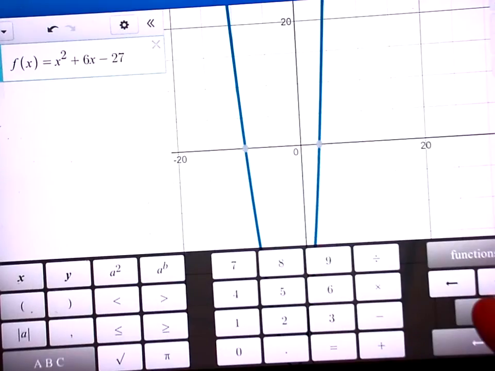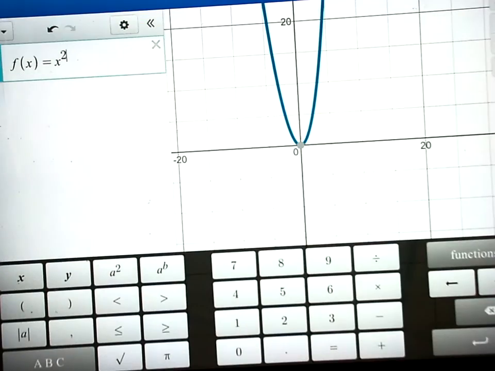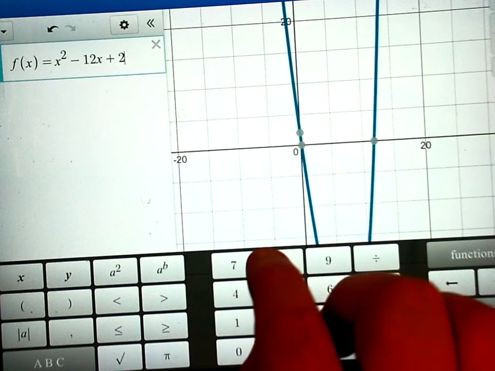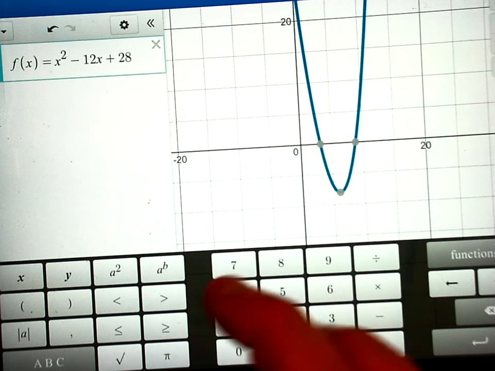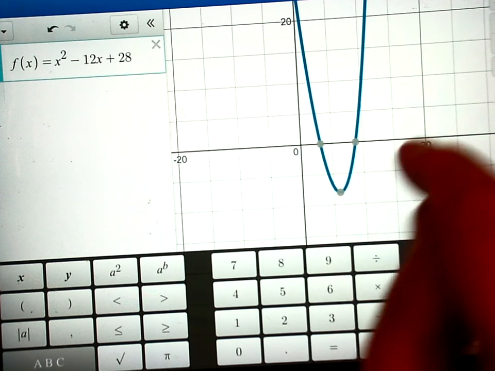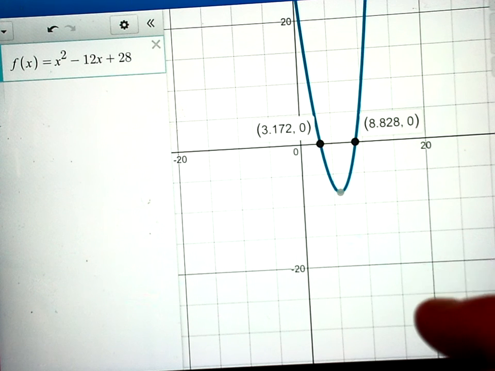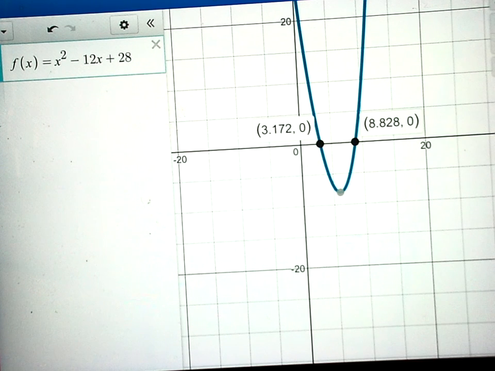So let's graph x squared minus 12x plus 28. Okay, so you'll notice my zeros are a lot closer now. Not a problem, still the same process. Oh no, it seems like we have some decimals, and that doesn't look pretty, but that's okay. We can still do it. Don't freak out.